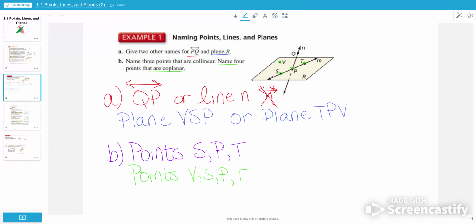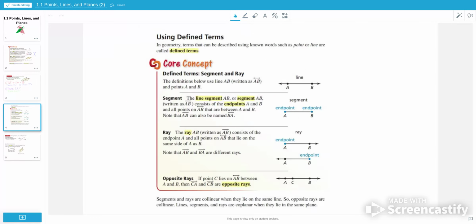Okay, so let's look at some more definitions here. Okay. So I said at the beginning that points, lines, and planes are undefined terms. So from here on out, in geometry, terms that can be described using a point or a line are called defined terms. So if we can use these in the definition, then these are defined terms. So a ray and a segment and opposite rays, those are all defined terms because we're using a point, a line, and eventually a plane in some of those definitions.